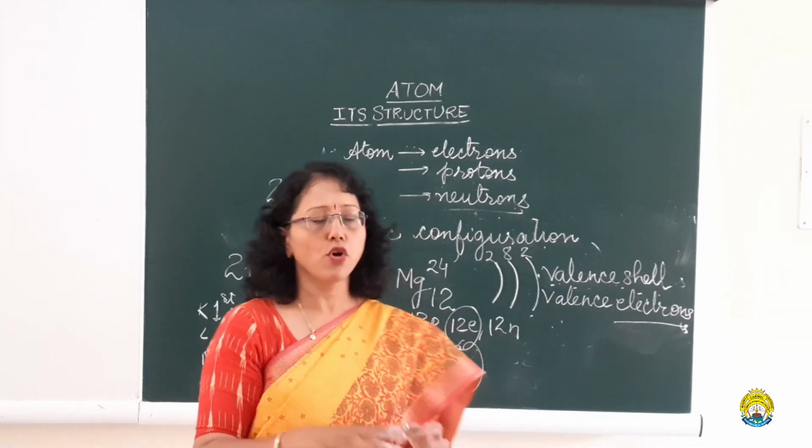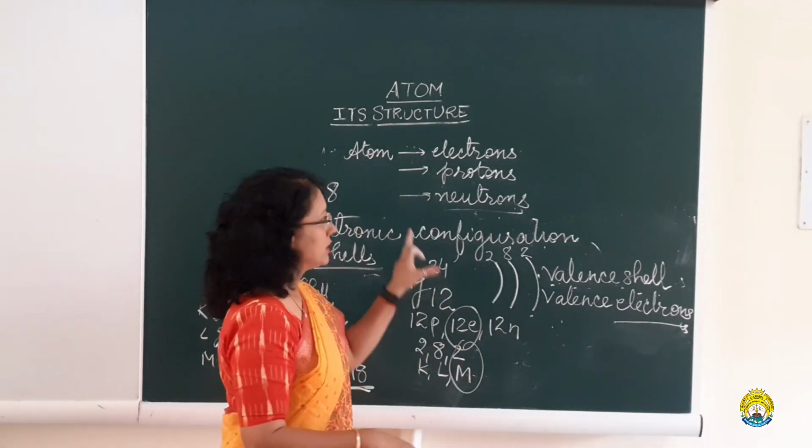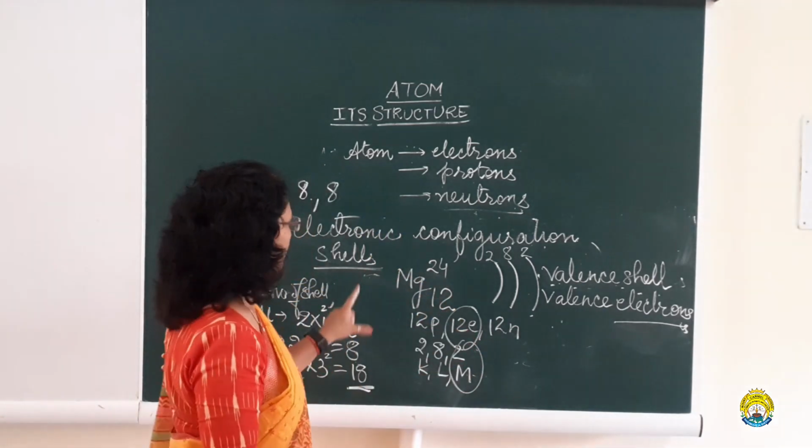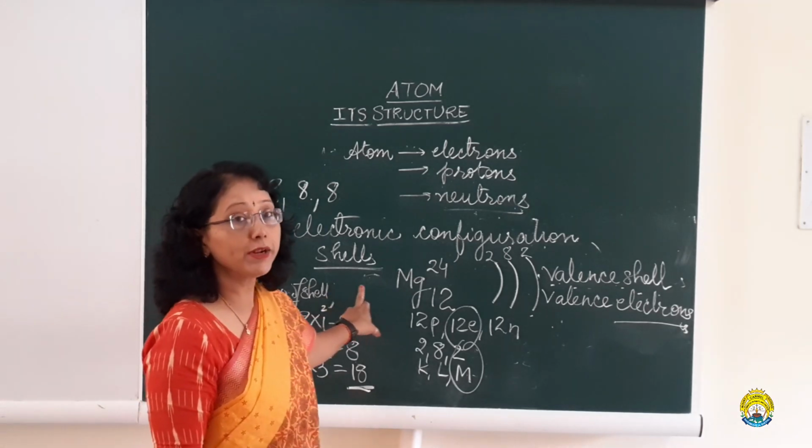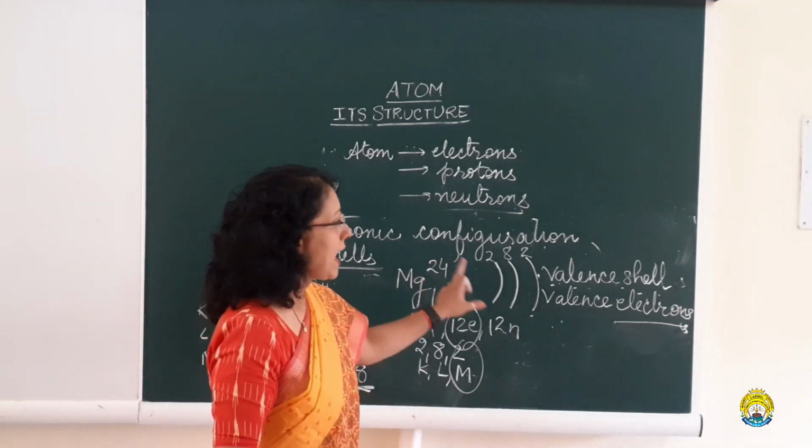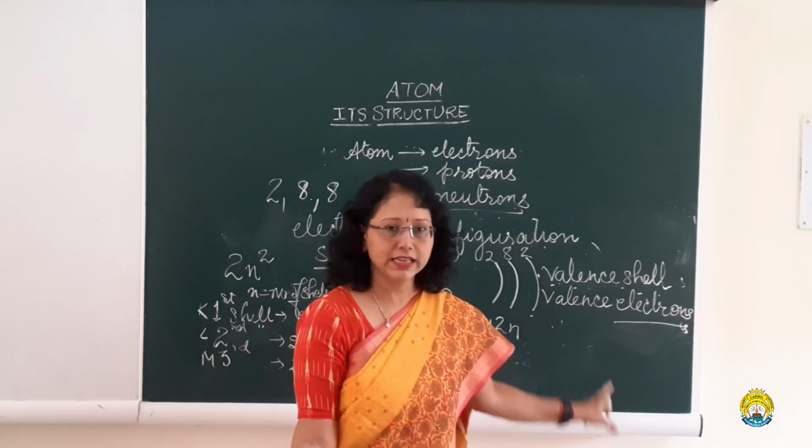So I hope this concept of atomic number, the structure of an atom, electrons, protons and neutrons, the arrangement of electrons in the shells and the valence electrons is clear to everyone.